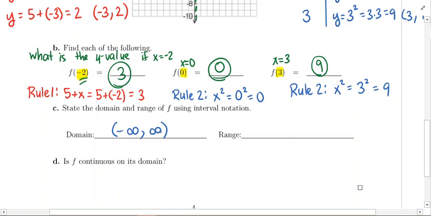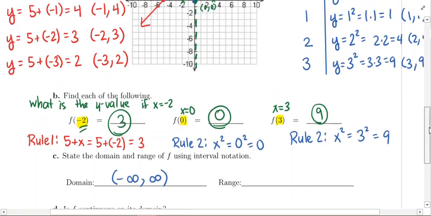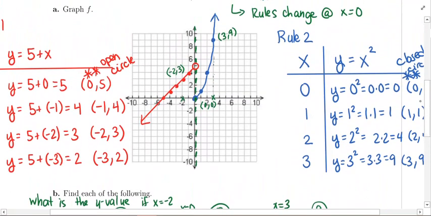All right, that's an easy way to do it without having to confer with the graph. You could also do this by the graph.